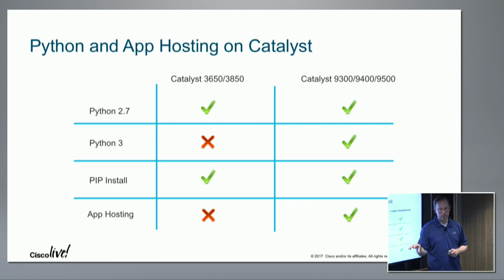Pip install, we all know that Python isn't much without its libraries, right? So you can do pip installs. If there's a library you need, no problem. You can install it. One caveat there, some of them have binaries, and if there's a binary that you need, it may not work on the 3K because it is MIPS based and not x86, as I mentioned before, but most of them should work. And the app hosting feature, that's a 9K feature. Again, we need the x86 processor to do that. So from a Catalyst perspective, we're not going to do app hosting on the 3K.